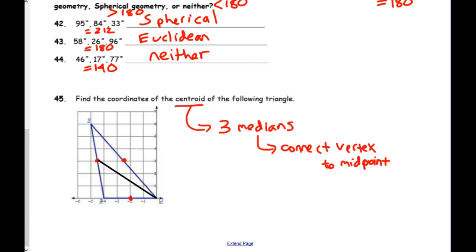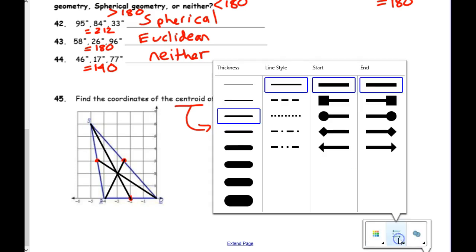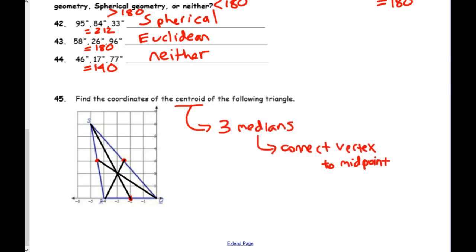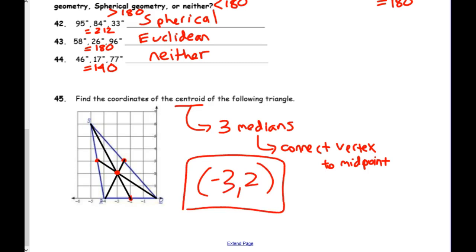Oops. And what do you know? We got an intersection point, a point of concurrency, as we say. And that's going to be at -3, +2. That's my centroid. That's also going to be where it will balance. Remember that problem? Alright. Moving on.